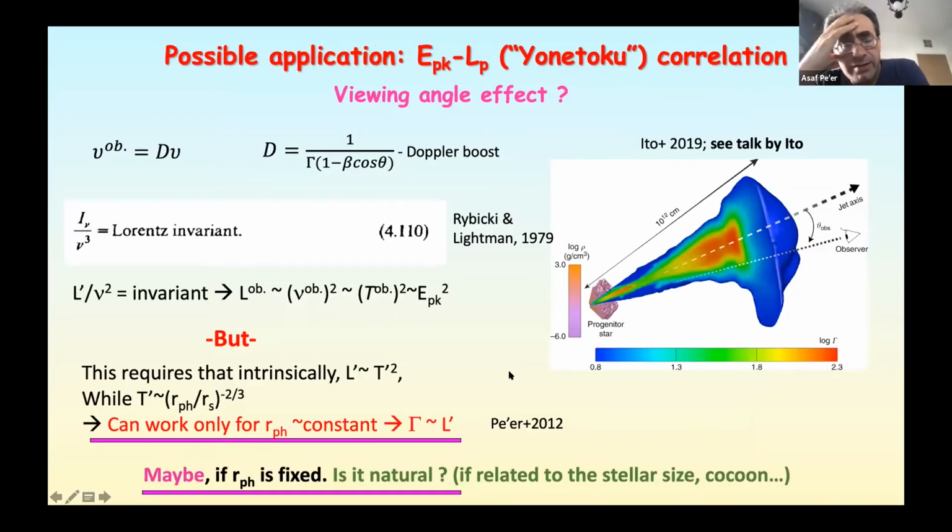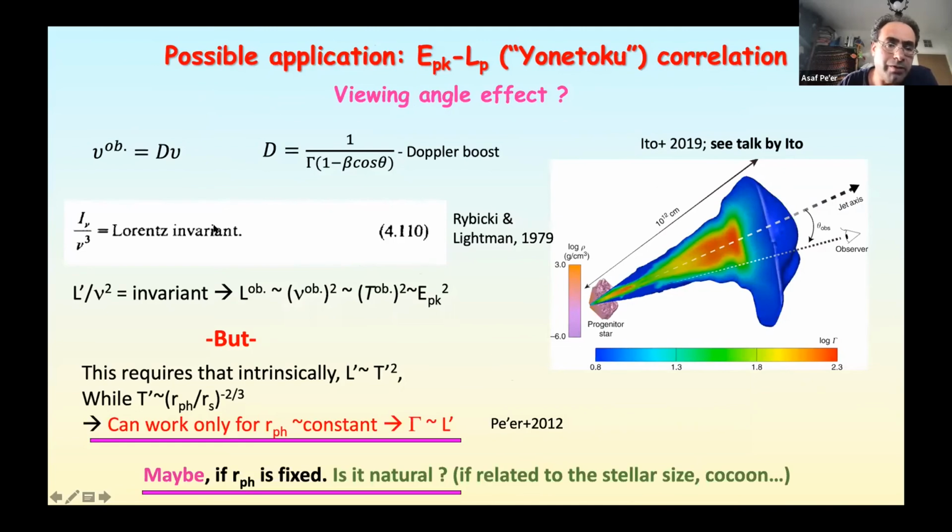Now, that can give a very interesting application. For example, the Yonetoku correlation, the correlation between the peak energy and the luminosity. People have noticed that. This is a slide which was taken from Ito et al. 2019, basically saying that maybe we can explain this correlation as a simple viewing angle effect, right? The observed frequency is just Doppler boosted.